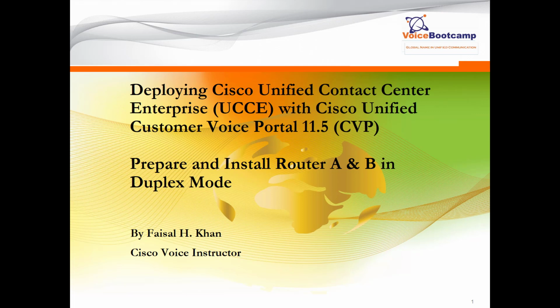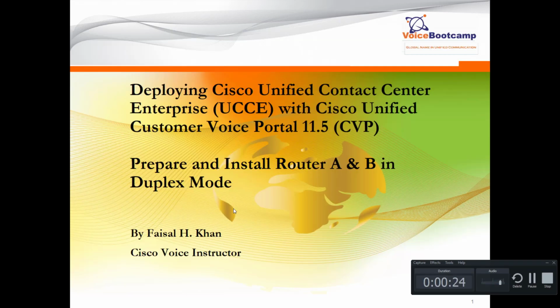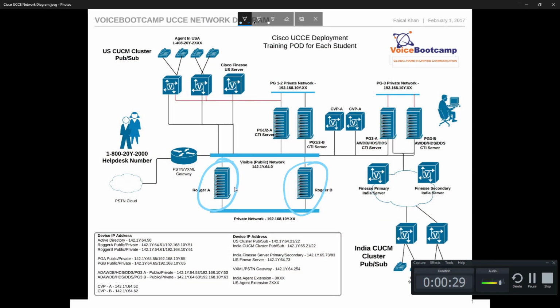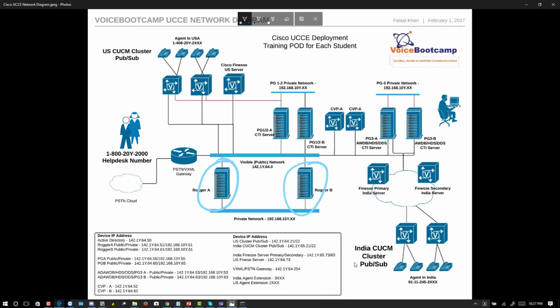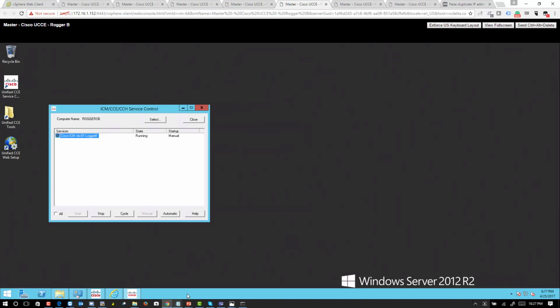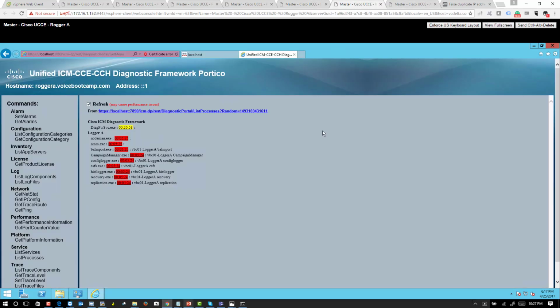In this particular self-study kit on deploying Cisco Unified Contact Center Enterprise with CVP 11.5, I'm going to show you how to prepare and install a router in duplex mode. Now, depending on how your topology is, so this is our topology: router A and logger A and logger B, which contains both logger and router at the same time. Now I am going to first go to my router A.